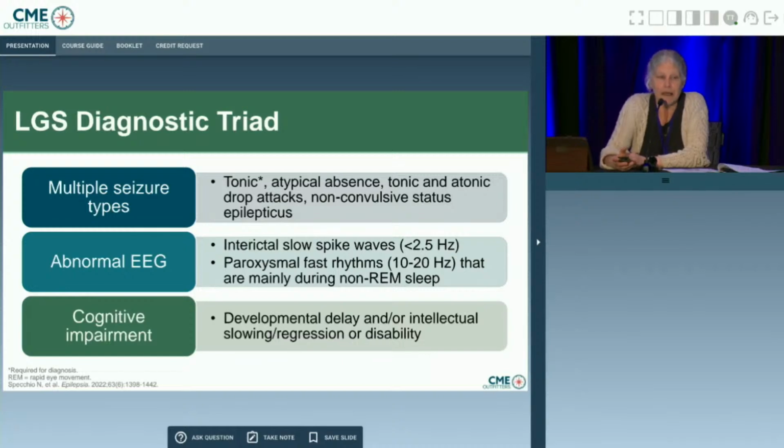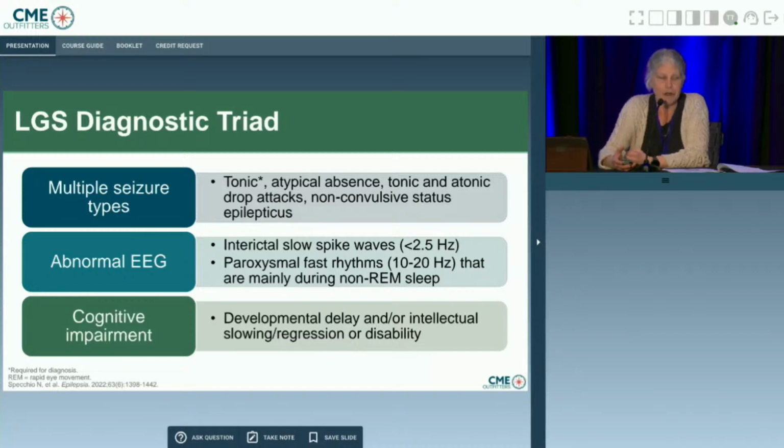And we often hear of the diagnostic triad for Lennox-Gastaut, so that's sort of a combination of multiple seizure types. We've already heard that tonic seizures are mandatory for diagnosis, but these patients typically give many other types of seizures, generalized and focal seizures. Non-convulsive status epilepticus is also common. In addition, this pairs with an abnormal EEG with 2 very important findings: interictal slow spike wave. So this is different than what you would see, for example, with childhood absence epilepsy. This is much slower, less than 2.5 hertz. And then we see this very characteristic paroxysmal fast rhythm that comes on in sleep on the EEG.